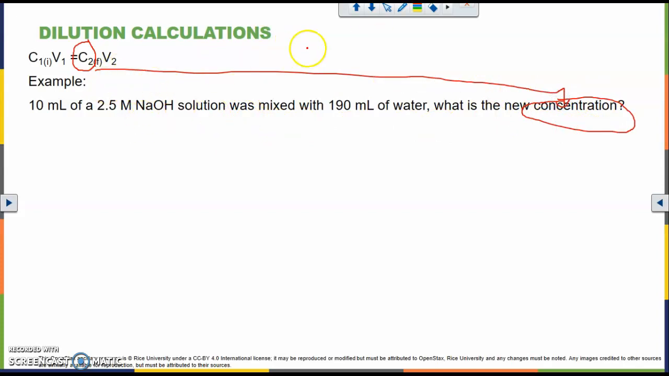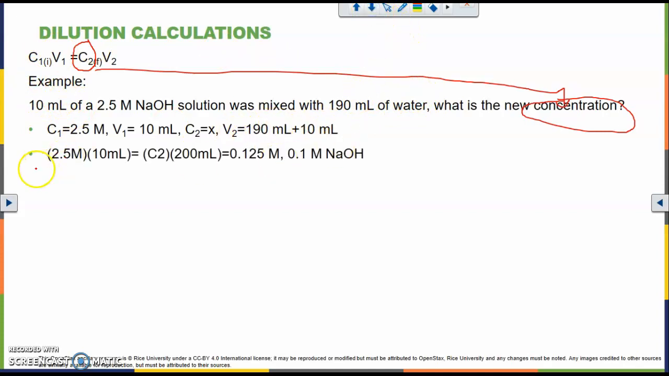All right. So if we write out the unknowns, we actually have C1, 2.5 molar, V1, 10 milliliters. C2 is X, that's the unknown, and volume 2 has to be, anytime you see water, there has to be an addition. So we're going to add this 190 ml of water with that original 10 mils, which equals 200 mils. It's a straight plug and chug of the numbers. As you can see, this is the unknown. Whatever number is by the unknown, we're going to divide both sides by it.